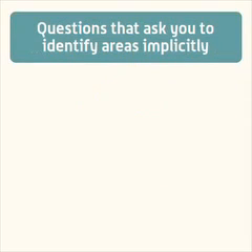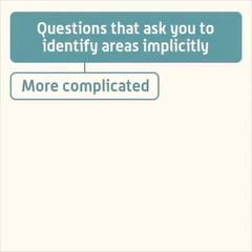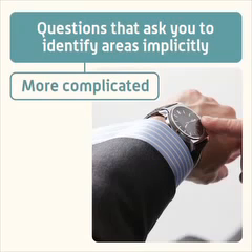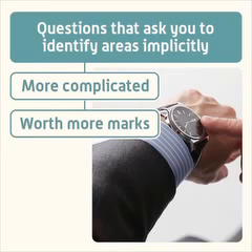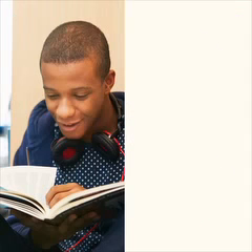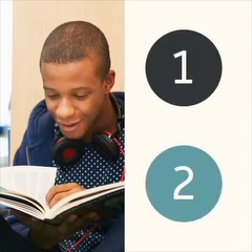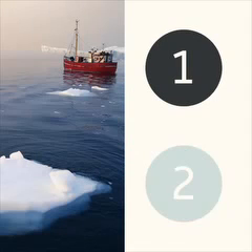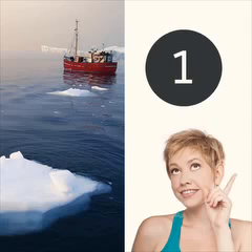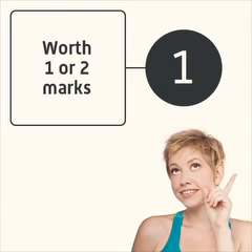Therefore, the questions that ask you to identify areas implicitly can be a little more complicated and will require you to spend more time on them. They are often worth more marks, as they are not quite as straightforward as the explicit questions. So, when reading a text, there are two levels of meaning to consider. What's above the water and staring you in the face, therefore enabling you to answer quite basic questions quickly. These will tend to be the questions worth 1 or 2 marks.